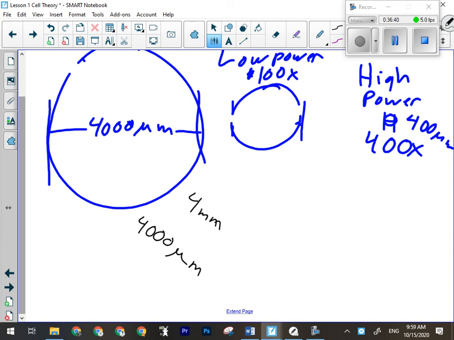We obviously don't use M for micro because we already use it for milli, and we can't use it twice. That's why we use the Greek letter mu instead. So 4,000 micrometers is the distance across my field of view.